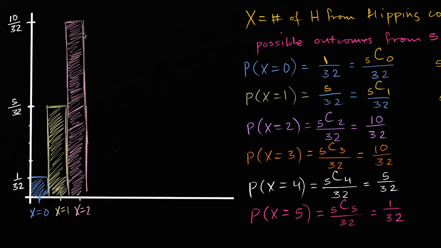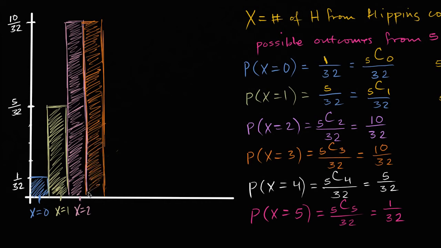So let me draw that. This is also 10/32. Shade this in. I find this strangely therapeutic. All right. So this is the probability that x is equal to 3.